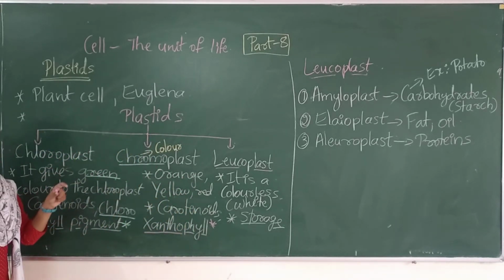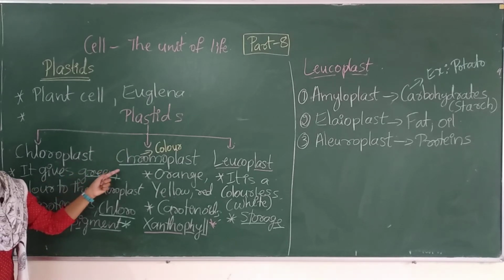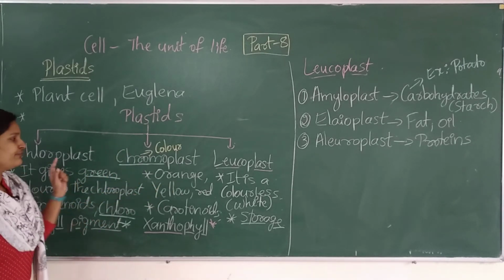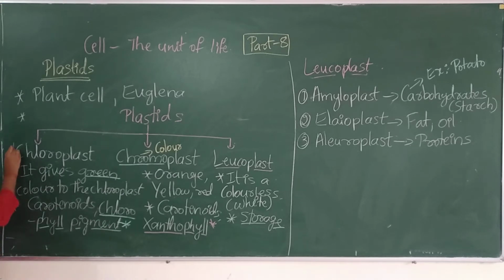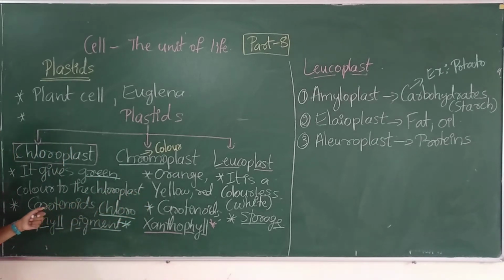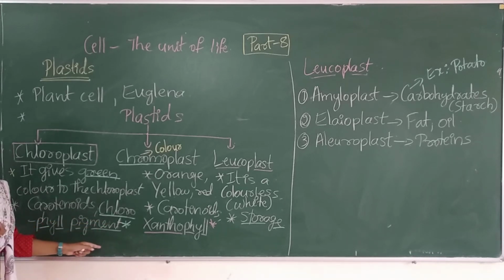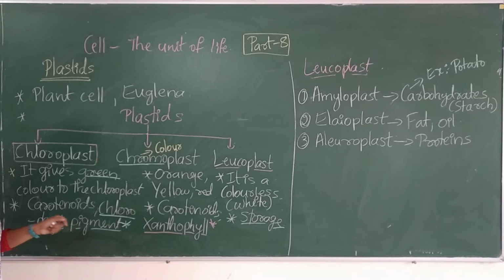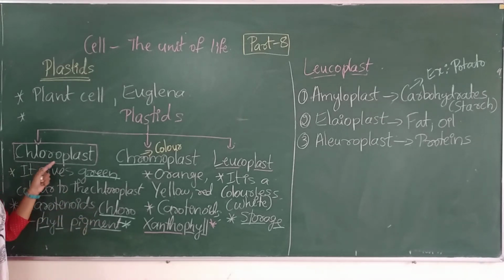Based on their color pattern, these plastids are divided into three categories. First one, chloroplast. We know that the chlorophyll pigment is present in chloroplast, and the mesophyll cells which help in the photosynthesis process contain chloroplasts. The chlorophyll pigment is mainly helpful for trapping light energy, so it gives the green color. Carotenoid and chlorophyll pigments are present in chloroplast.